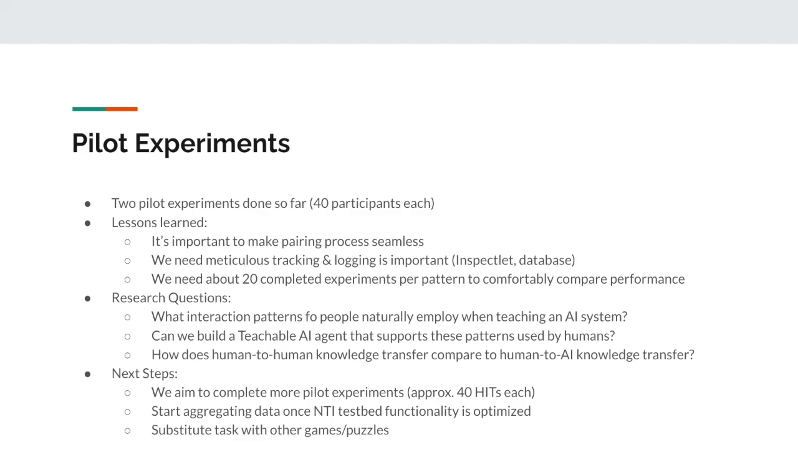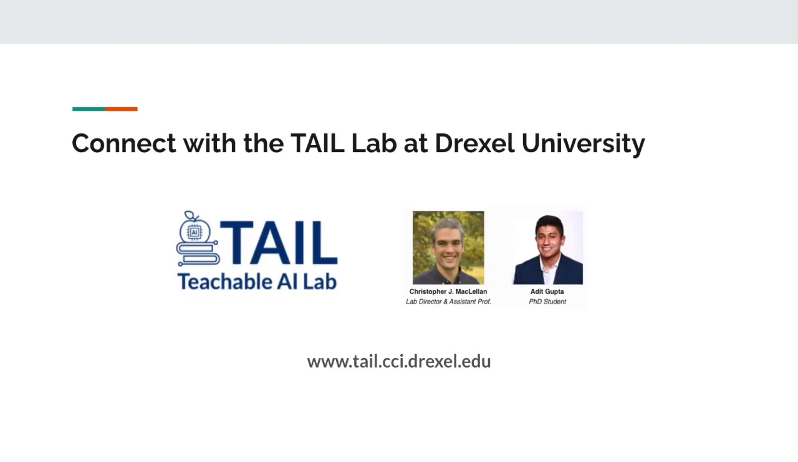As we start aggregating this data, our goal is to get about 20 to 30 fully completed interactions per pattern to help us make conclusions from our data in terms of intuitiveness, and in terms of which pattern may be quickest, easiest, and so forth. With the NTI testbed that we've engineered, we can swap our game for other patterns. Ideally, we'd want to figure out what patterns are needed for a particular type of knowledge transfer, or a particular type of task, and that's the direction we're heading into.